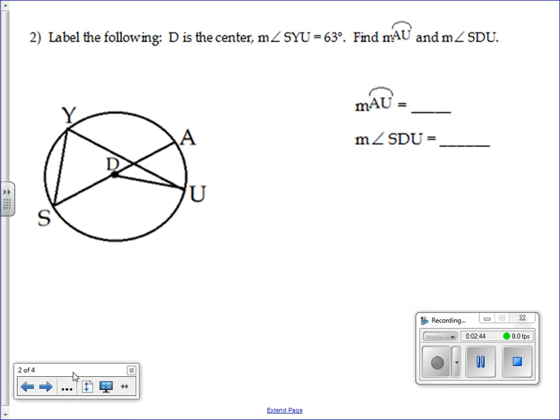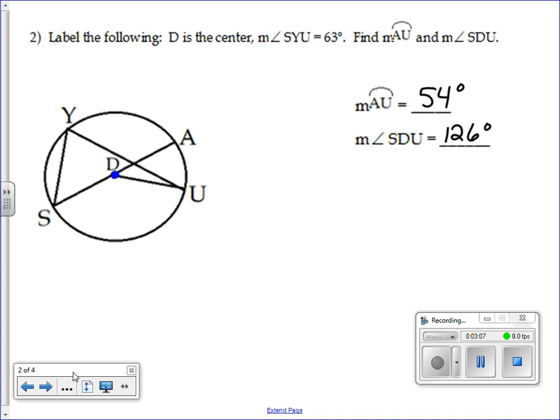Okay, question number 2. You're finding 2 things. The measure of arc AU is 54 degrees, and the measure of angle SDU is 126 degrees. All right, let's label everything it tells us. It tells us D is the center, so there's not much to label there. And the measure of angle SYU is 63 degrees.